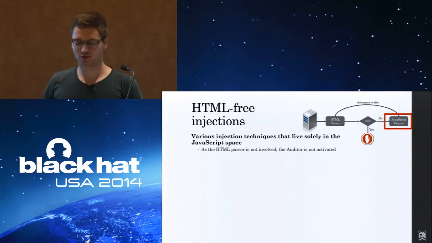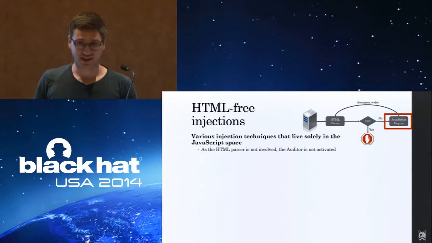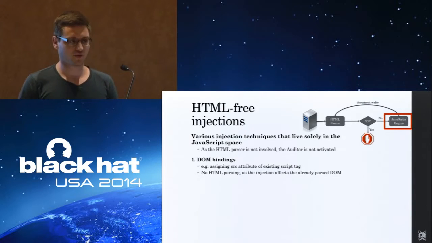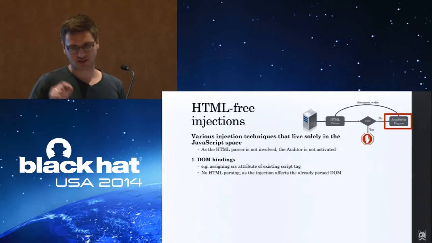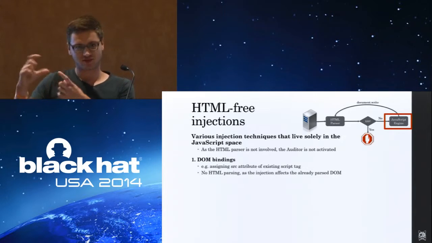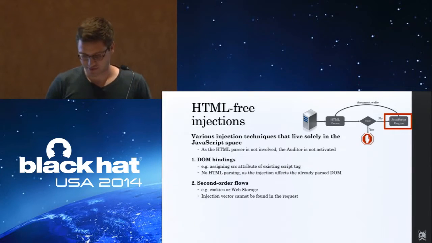Then there are these things that we like to call HTML-free injections. Again, that's something that happens in the JavaScript engine, and the HTML parser is not involved. First and foremost, there are the DOM bindings. You can access, for example, an existing script tag from JavaScript. You call document.getElementById, you get that script tag, and then you say script.src and assign a certain value to it. That changes something in the parsed HTML node, so it's in memory. This changes the source attribute, but it doesn't generate any HTML anymore. So it's not parsed, and that's why it's never going to go through the HTML parser.